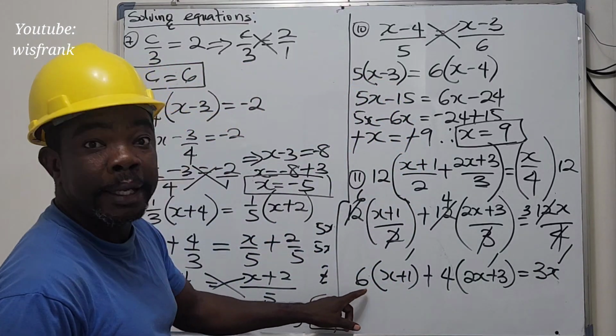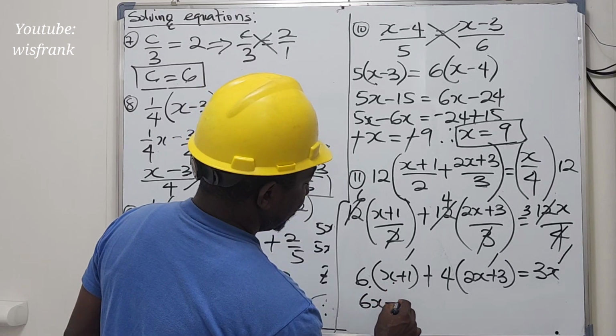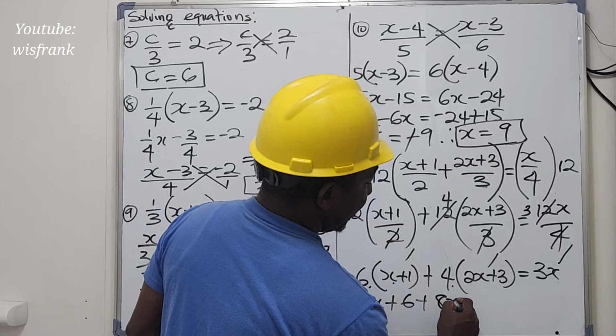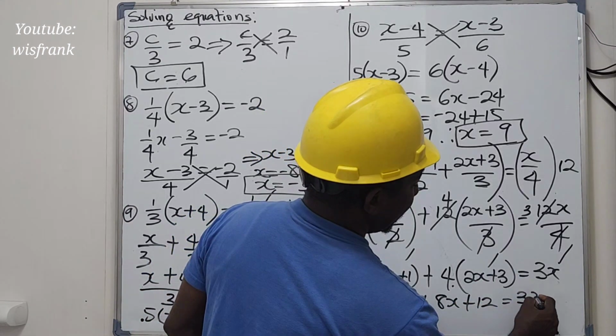So we need to expand this parenthesis. So this will give us 6 times x, we have 6x, plus 6 times 1, we have 6, plus 4 times 2x, we have 8x. 4 times 3, we have plus 12, equals 3x.